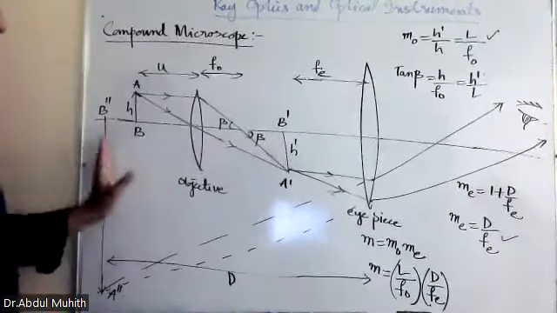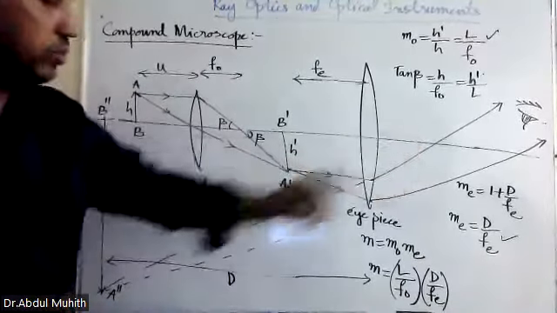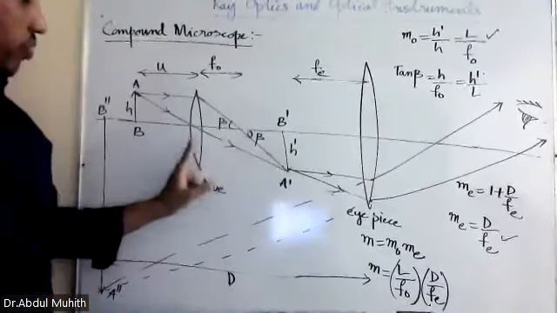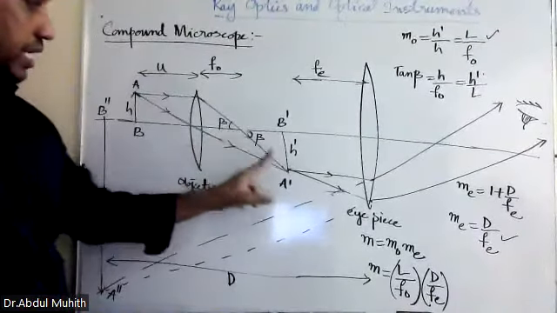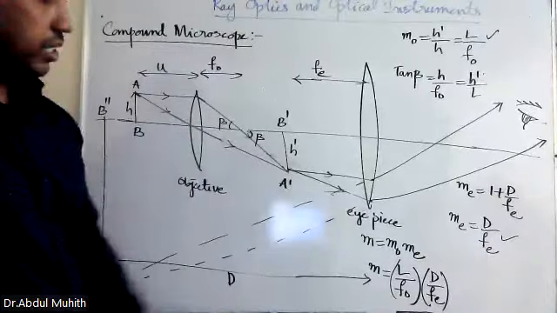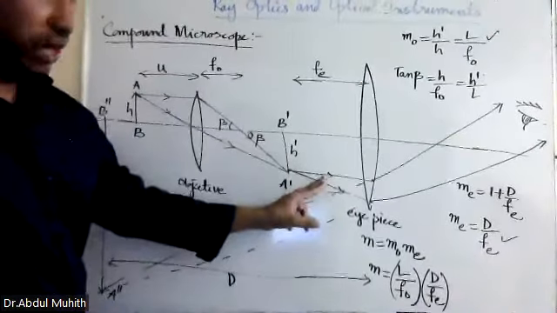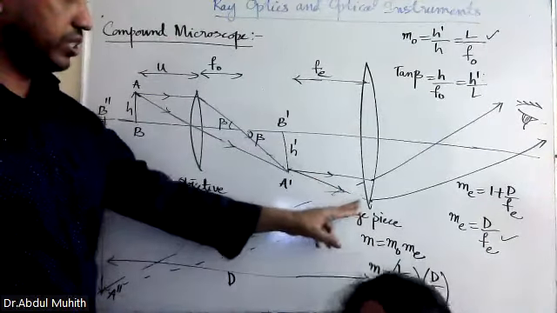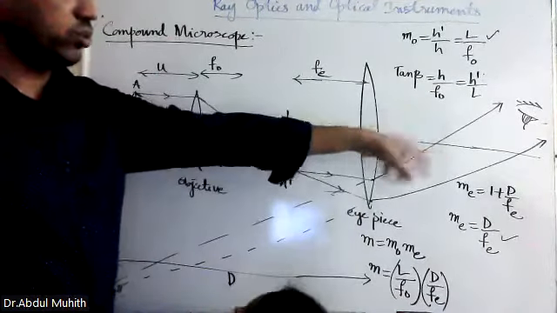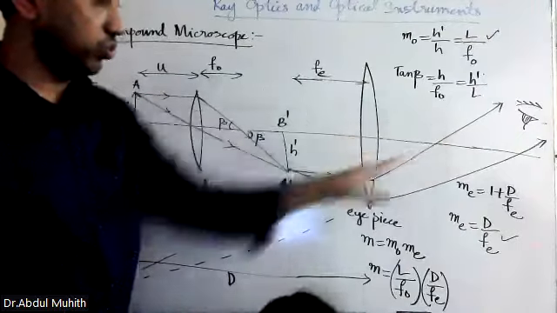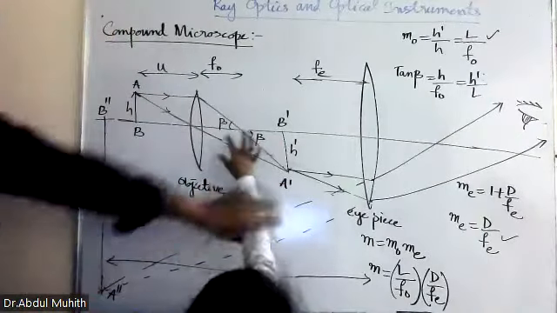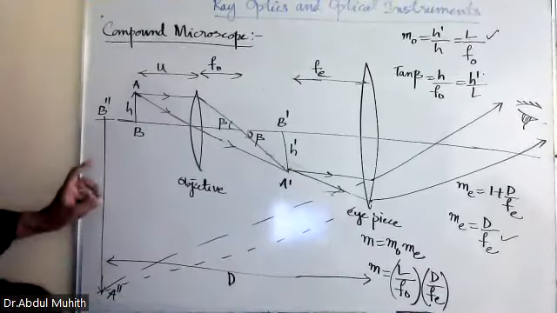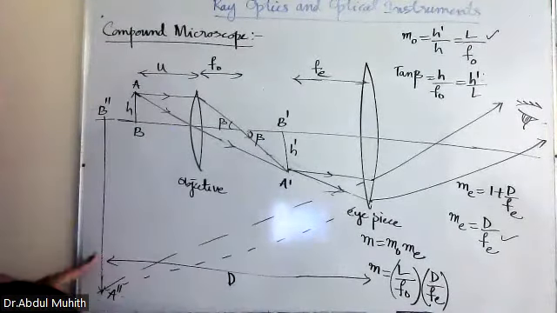The lens which is towards the object is said to be the objective, and the one towards the eye is known as the eye lens. Now the image formed by the objective lens acts like an object for the eye lens. Again we take two rays: a ray parallel to the principal axis will pass through the focal point, and the second one goes in this way. After refraction it diverges, so these two rays are taken back, and the final image A dash B dash is formed at a distance of capital D.